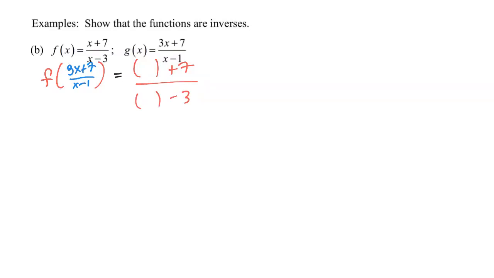And where I have those parentheses, I'm going to plug in my blue function. So 3x plus 7 over x minus 1 and 3x plus 7 over x minus 1. Okay, now I don't like the fractions within the fractions, and so what I'm going to do is I'm going to multiply by the denominator, which in this case is x minus 1, and that is going to get rid of this complex fraction and make it much easier to deal with. And so here we go. This is what's going to end up happening.